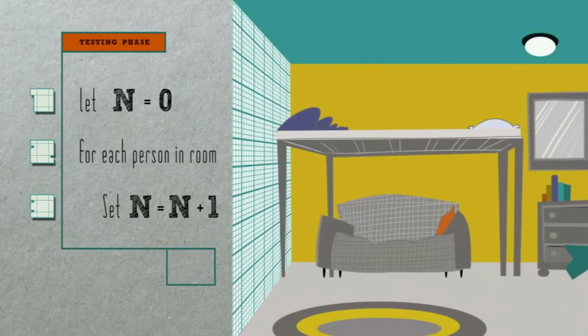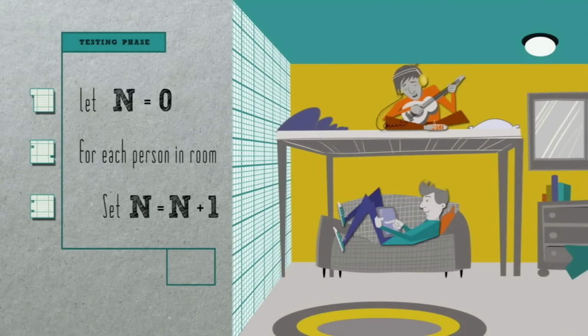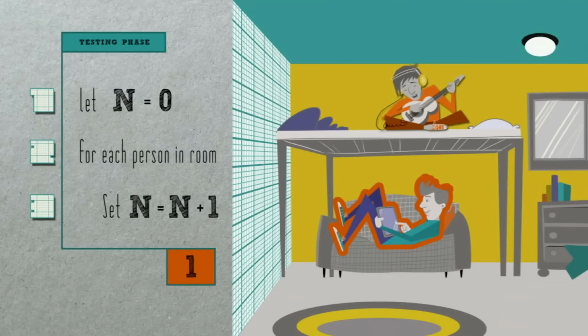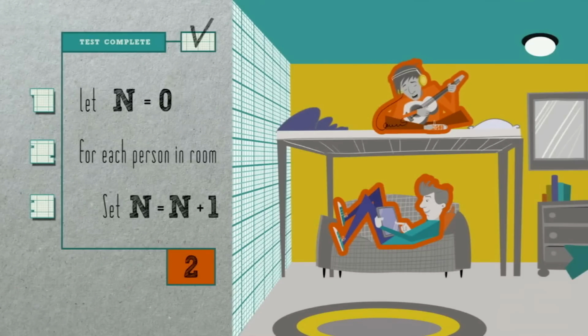Now, is this algorithm correct? Well, let's bang on it a bit. Does it work if there are two people in the room? Let's see. In line 1, we initialize n to 0. For each of these two people, we then increment n by 1. So on the first trip through the loop, we update n from 0 to 1. On the second trip through that same loop, we update n from 1 to 2. And so by this algorithm's end, n is 2, which indeed matches the number of people in the room.